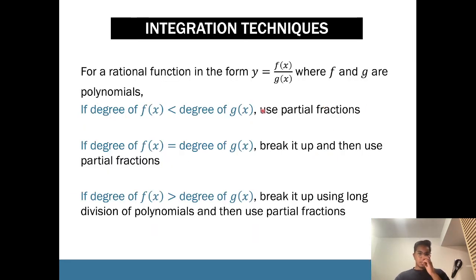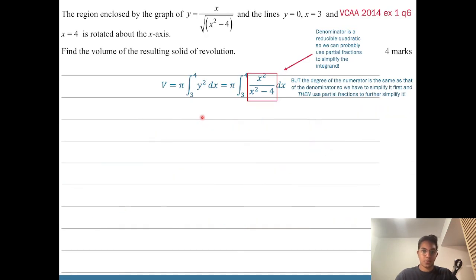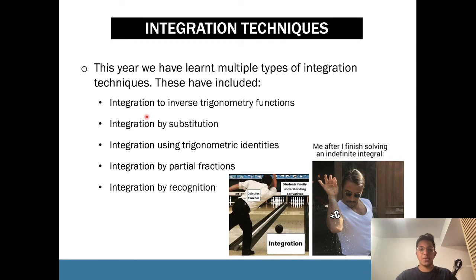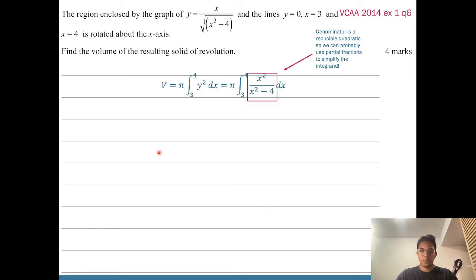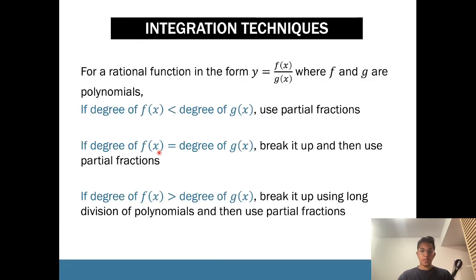Okay, so when we use our integration techniques, we want to be able to identify the variety of functions that we can use. When I say functions, I mean the different sort of steps that we can use, the different sort of substitutions we can make, the different sort of formulas that we have at our disposal to solve these. When we have a rational function with partial fractions, when the degree of f of x is less than the degree of g of x, we want to use partial fractions. If they're the same degree, then we want to break it up, and then use partial fractions. And if the degree of f of x is greater than the degree of g of x, then we need to use long division and then partial fractions.